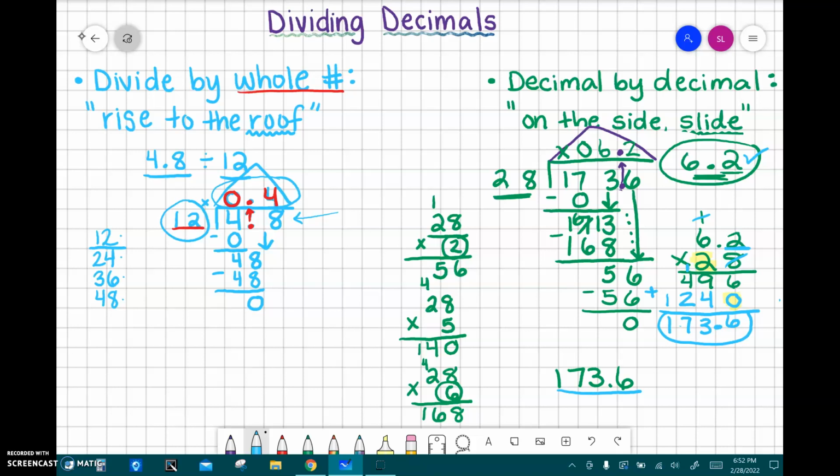So these are the two different notes about decimals. If it is underneath the house, I raise it to the roof. If I have it on the side, I need to slide until I get rid of it. If I have to slide once, I slide it once over here. If I have to jump twice, then I jump twice over here. Whatever I do on the outside, I have to do on the inside.